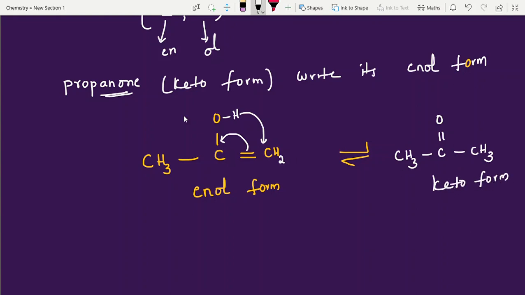So finally, propanone keto form, write the enol form. Enol form to keto form. They'll ask you the keto form, or else they will ask you the enol form, anything. No problem. Okay. Now next, one more question I am giving. Everyone try this one. Already I have given one question. What is that? C4H11. Along with that, another question, tautomerism.